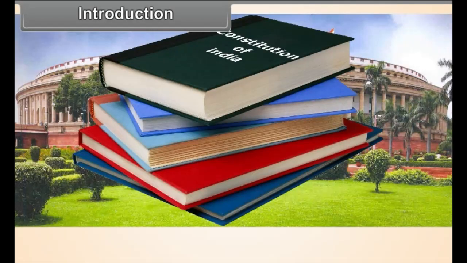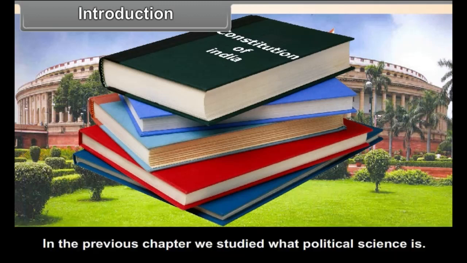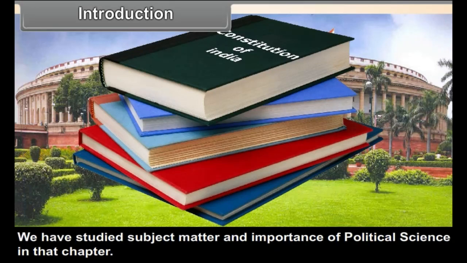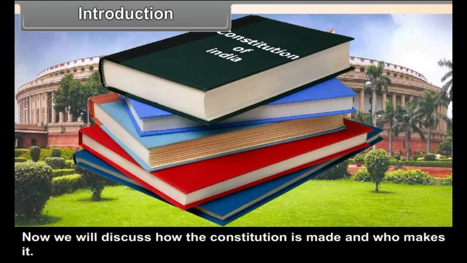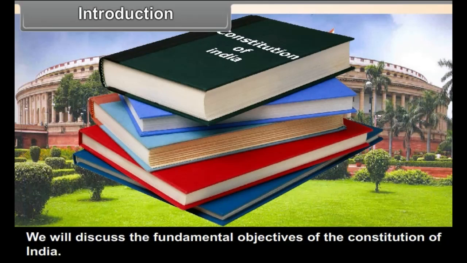Chapter 5. Making of the Constitution. In the previous chapter, we studied what political science is. We have studied the subject matter and importance of political science in that chapter. Now, we will discuss how the Constitution is made and who makes it. We will discuss the fundamental objectives of the Constitution of India.